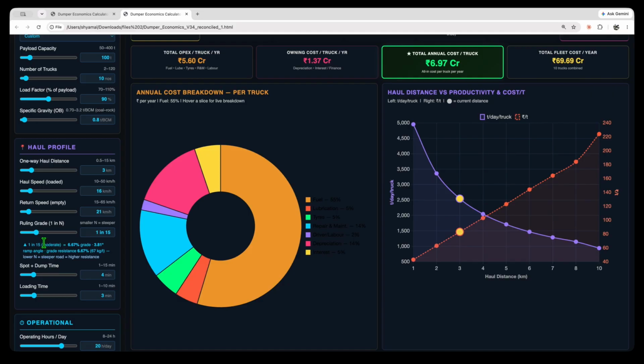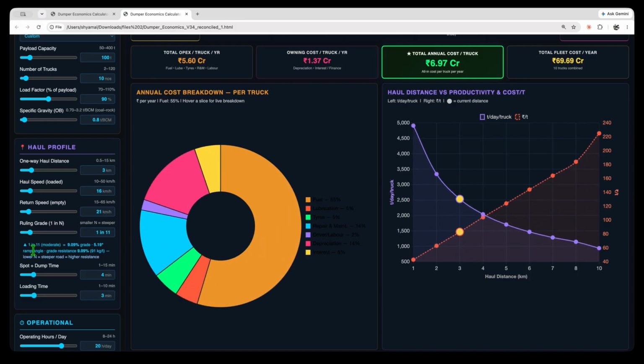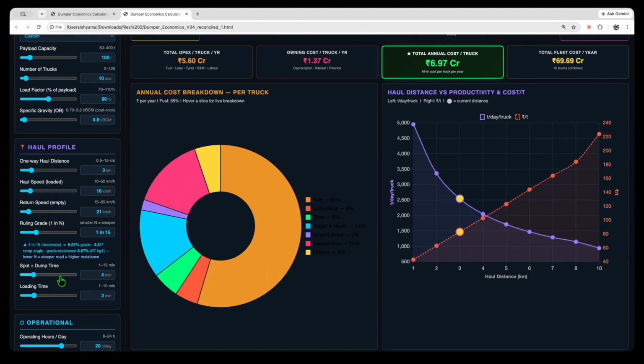And then the ruling grade, 1 in N. Suppose I make it steeper, you can see 1 in 11 is a 9.09% grade and a 5.19 degree ramp angle, and grade resistance is 91 kg per ton. So this also you can control. Now say I am keeping it 1 in 15.